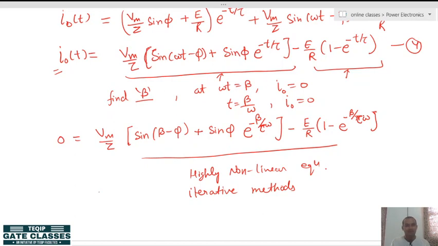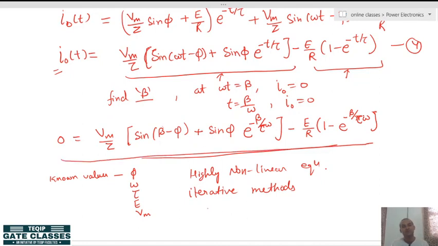What are the known values here? We know phi, because we have R and L. We know omega also because the frequency will be given. Then we have tau also, since tau is equal to L by R, and we have E and Vm also. The only unknown is beta, but since the equation contains a sinusoidal term and an exponential term, both non-linear functions, it is highly non-linear and requires iterative methods. So, this is how we find beta.